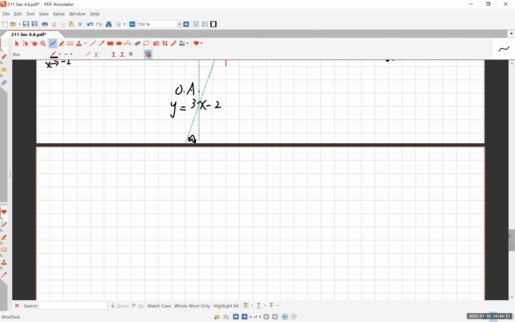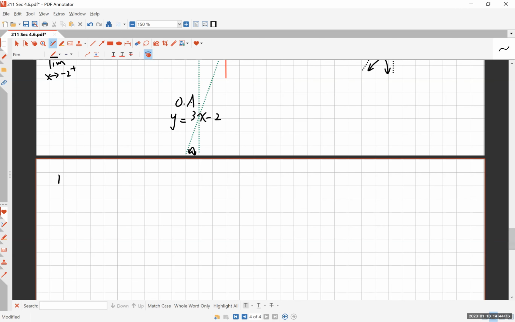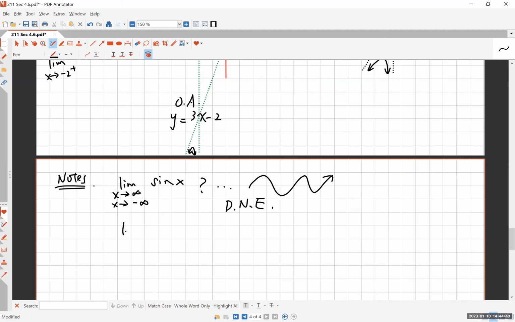We are going to be sketching a few more graphs, but let's just add a couple of notes. I want you to imagine and try to figure this out. What is the limit of the sine function as x approaches positive or negative infinity? Well, you can see it's going up and down like this. So this does not exist. There is no limit of the sine function at infinity or at negative infinity.